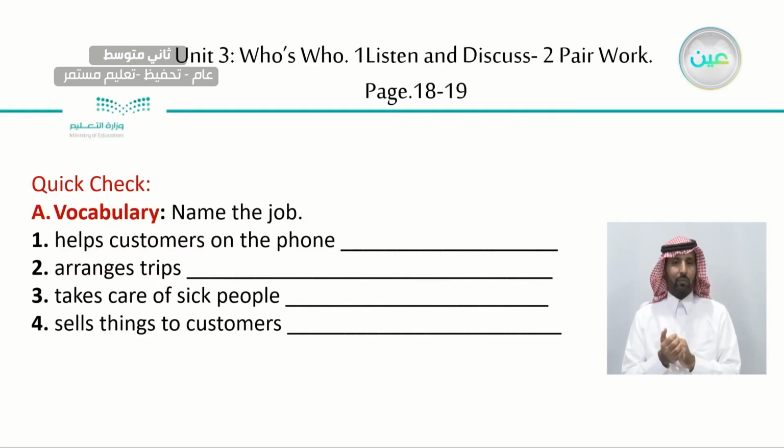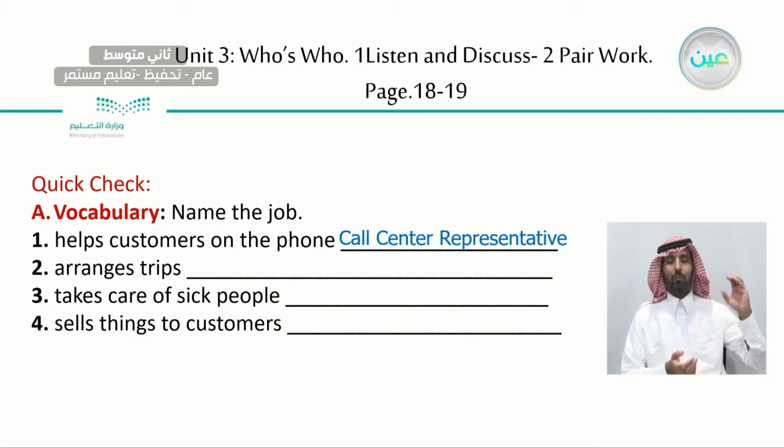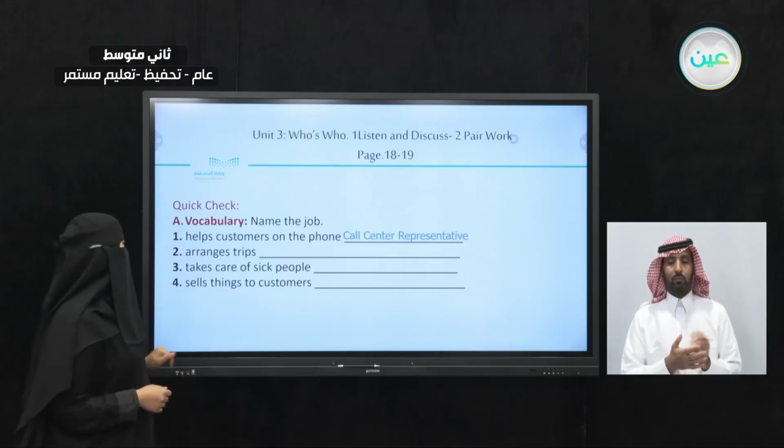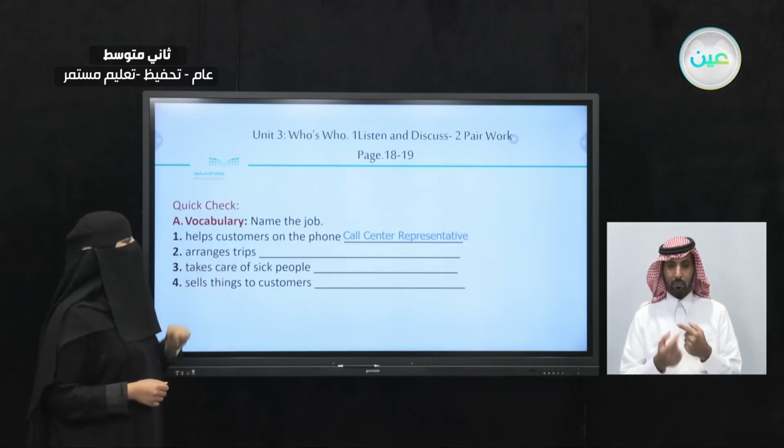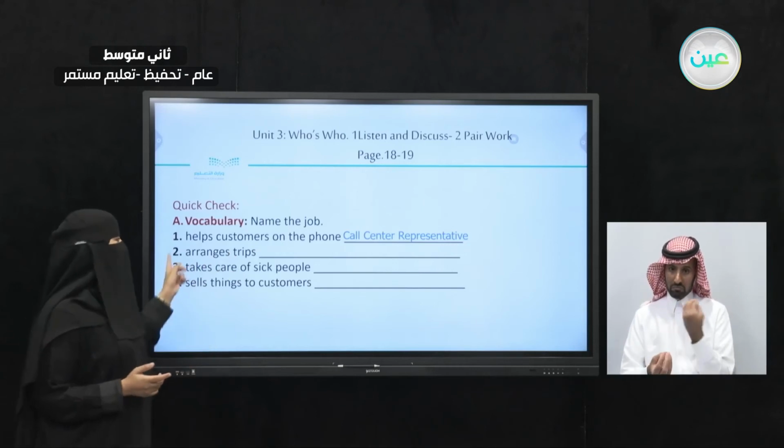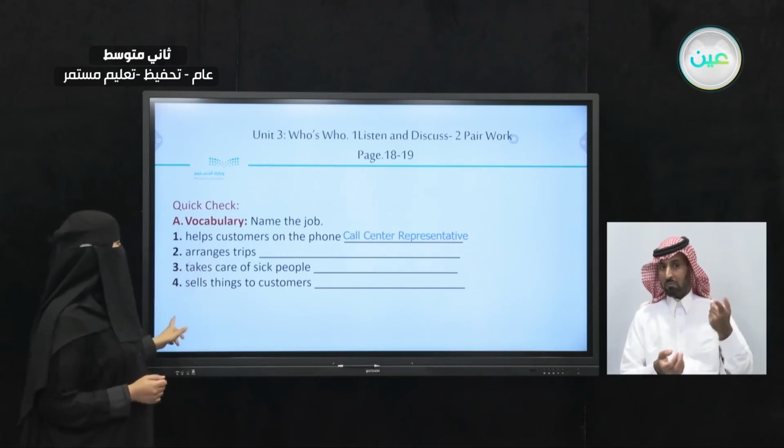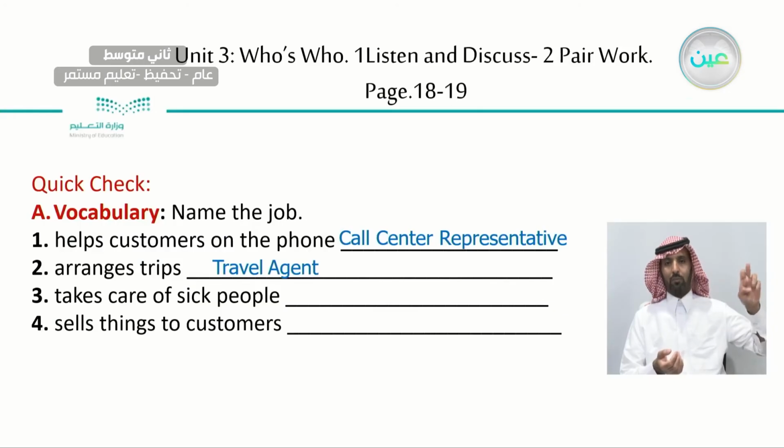So name the job. Number 1: helps customers on the phone. Who helps customers on the phone? A call center representative helps customers on the phone. What about the next job? Arranges trips. Which job arranges trips? Travel agent. A travel agent can arrange trips.